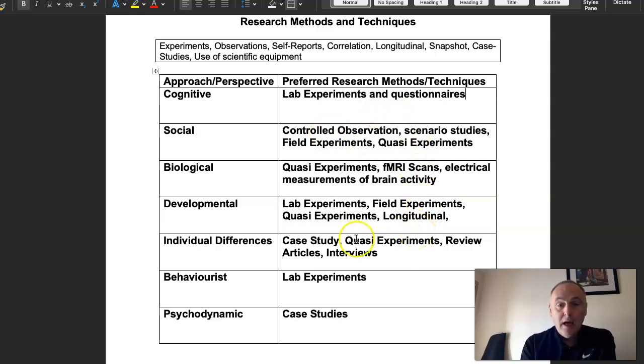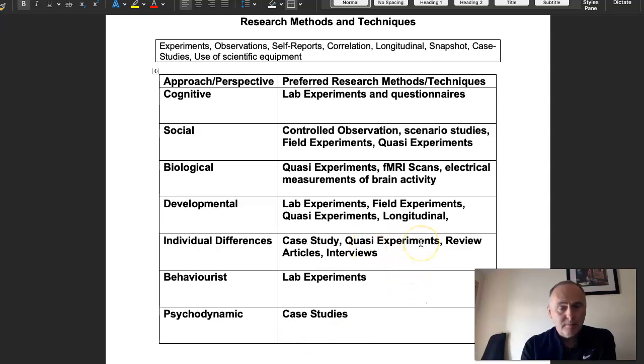Individual differences. What we're talking about here is Freud, Baron-Cohen, that strange old Gould/Yerkes study, and Hancock et al. as well, right? So this is the only area really where you've got any case studies, and that relates to Freud, doesn't it? Which links obviously to the psychodynamic area.